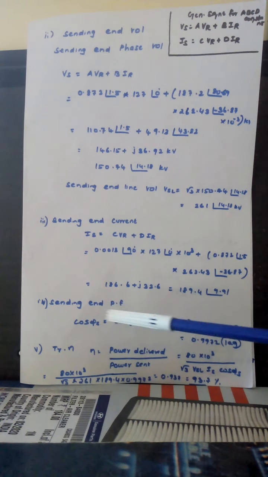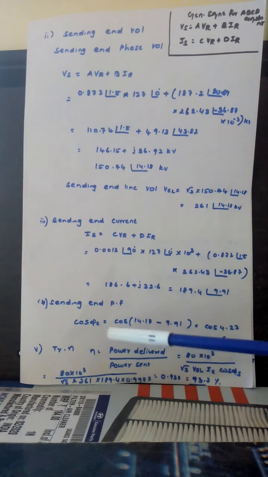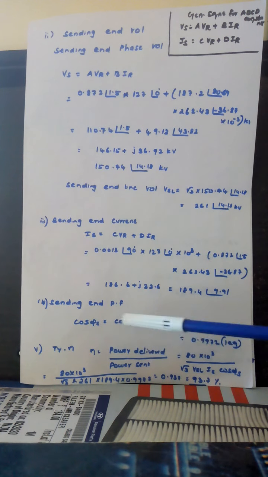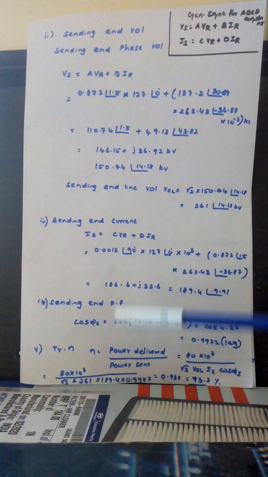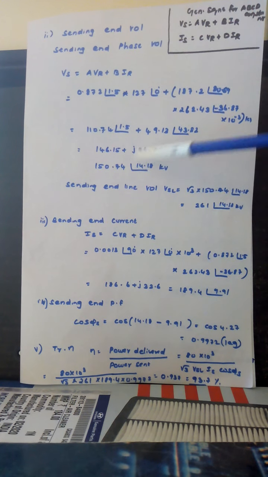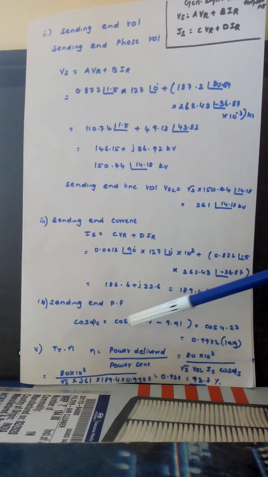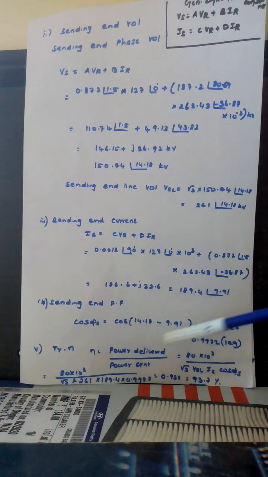Next we have to find the sending end power factor, that is cos phi s. This is the phase angle between the sending end voltage and the sending end current. For the sending end voltage the angle is 14.18, and for the sending end current the angle is 9.91.